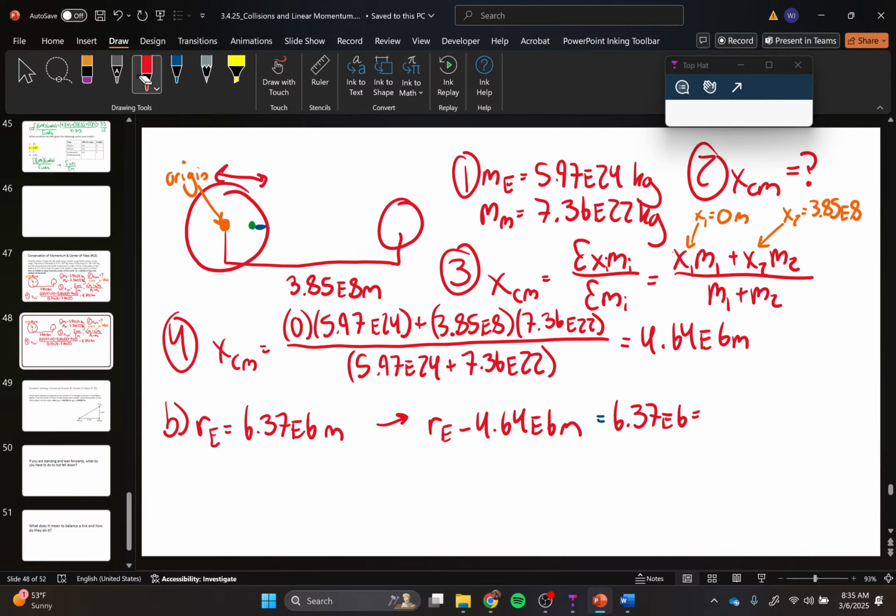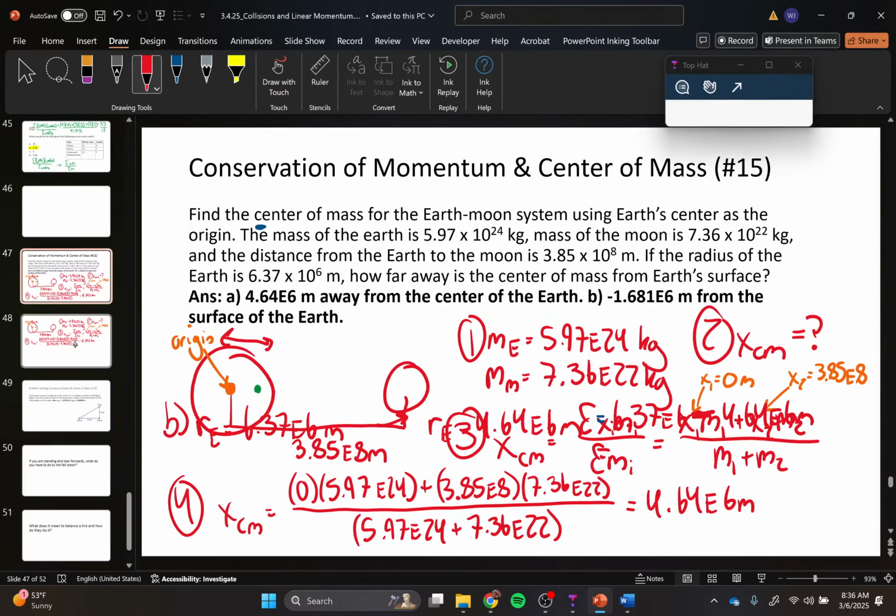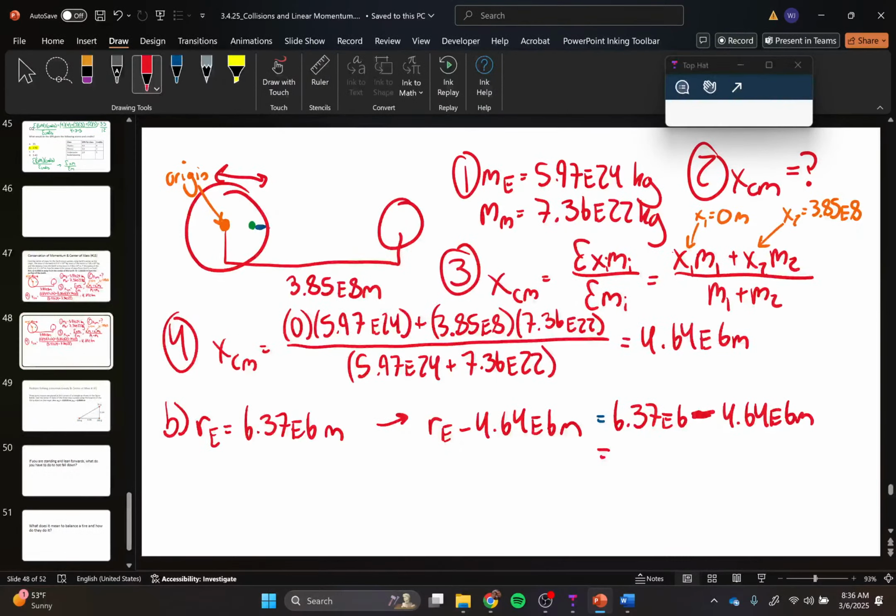It's more of a little logic puzzle than any physics. My eraser stopped working. All right, I give up. Big old minus sign. Equals, the answer is 1.68 E6.